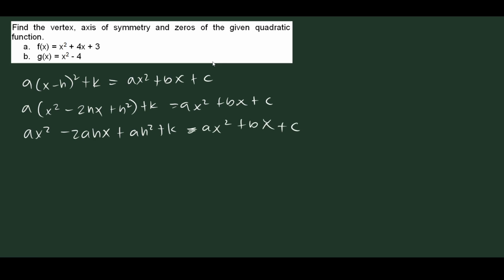So let's do a coefficient comparison. If this equation is to be true, then the coefficient of x on the right hand side, b, should be equal to the coefficient of x on the left hand side, right? So b should be equal to negative 2ah. Therefore, h is equal to negative b over 2a. That is the formula for the x coordinate of the vertex.